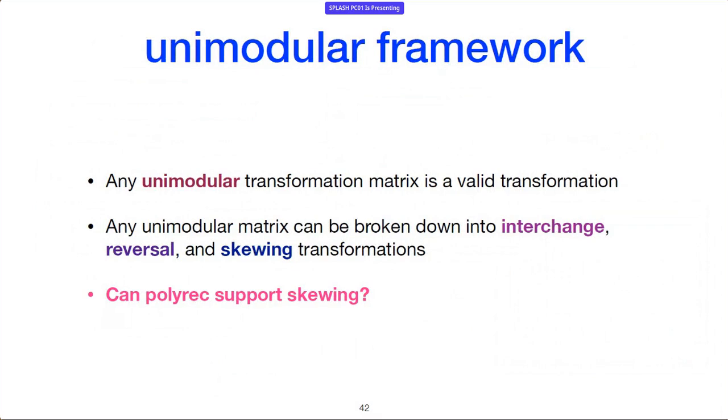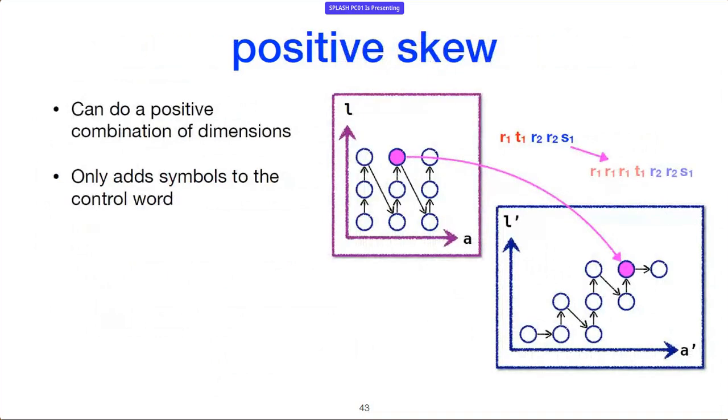The unimodular framework is about unimodular transformation matrices. These are matrices whose determinants are +1 or -1. And in fact, that represents every possible combination you can do of interchange, reversal, and skew on loops. Okay? And it goes in both directions. Any unimodular transformation is that. Any combination is a unimodular transformation matrix. So can we do this in polyrec? Can we do this kind of tilting in polyrec? Well, sometimes yes, we can.